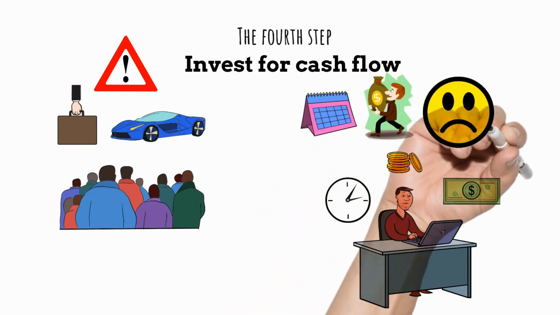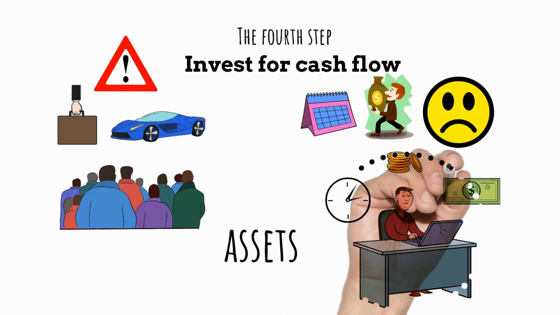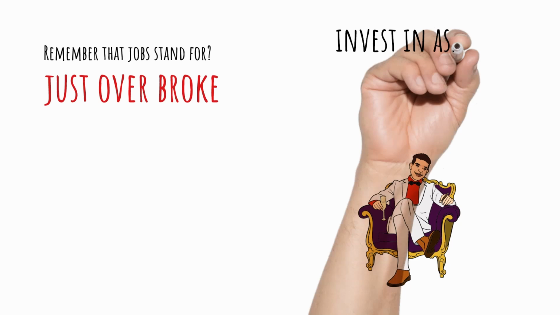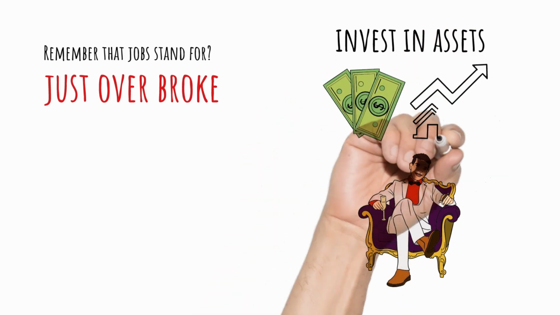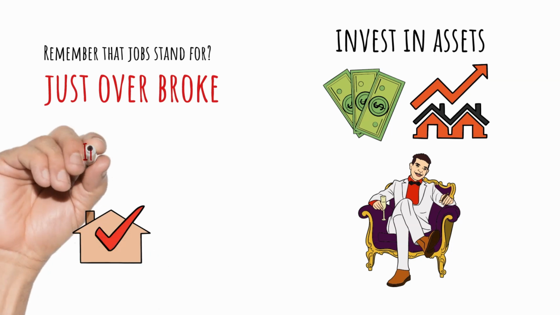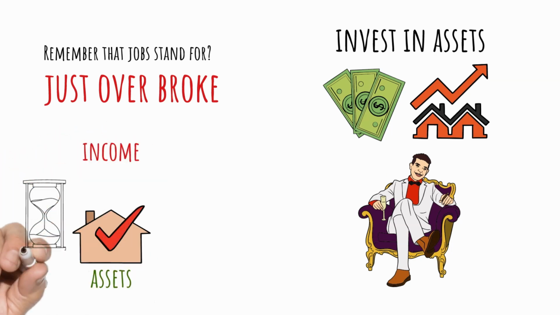You need to use a diversified approach when it comes to assets, and think about more than just earnings on your job. Remember what jobs stand for? That's right, just over broke. To become wealthy and live the life you want, you need to invest in assets which bring you cash flow, like real estate, for example. This will provide a source of stable income for you. Instead of focusing on your income, try to acquire assets that will provide you with an income in the future. Then you'll never have to work again.